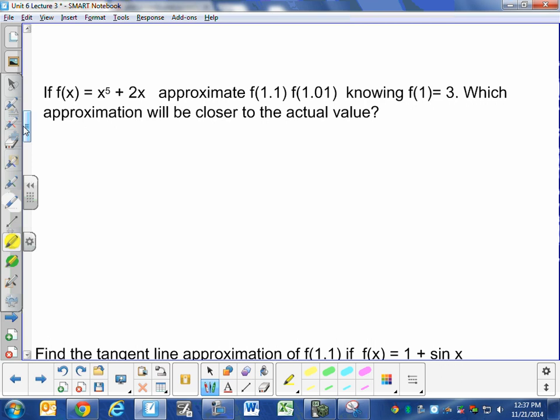So I'm giving you a function, f(x) equals x to the 5th plus 2x. I want you to approximate f at 1.1 and f at 1.01. Well, I'm also going to tell you that f of 1 is 3, that it's telling you where to focus your attention around the point (1, 3). So I want you guys to go ahead and try to find approximations for these two values.